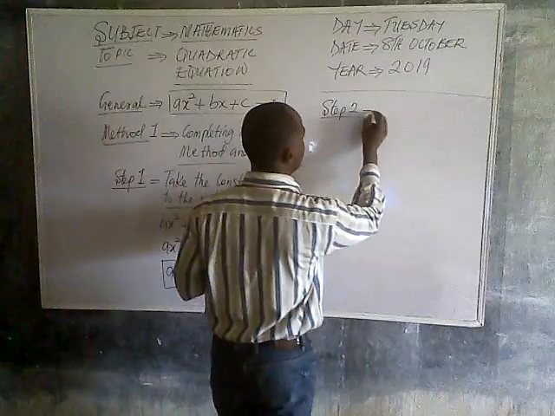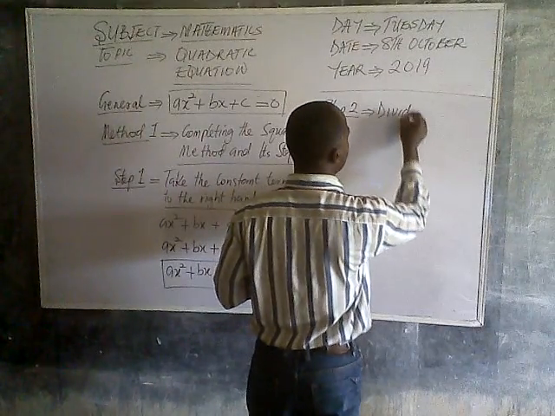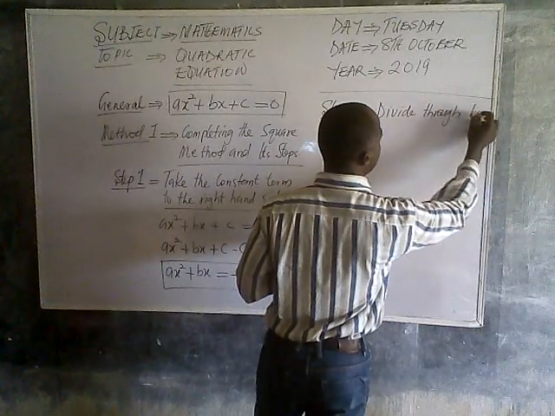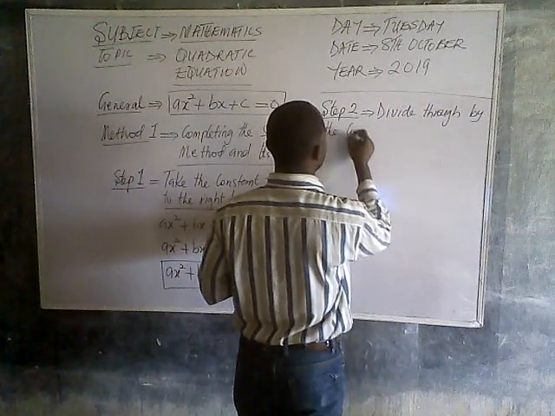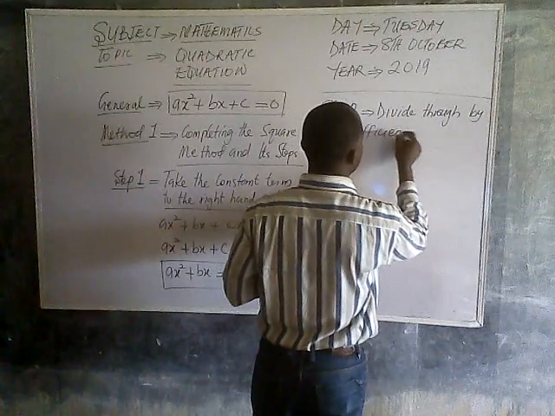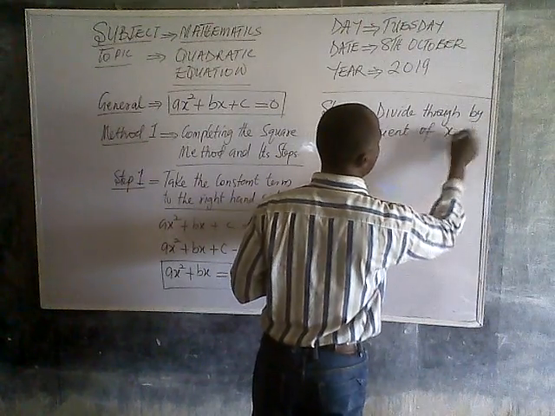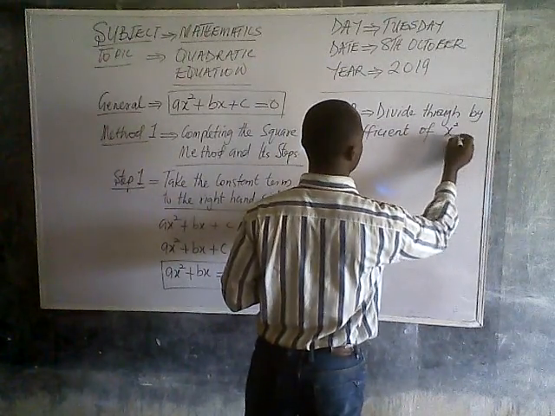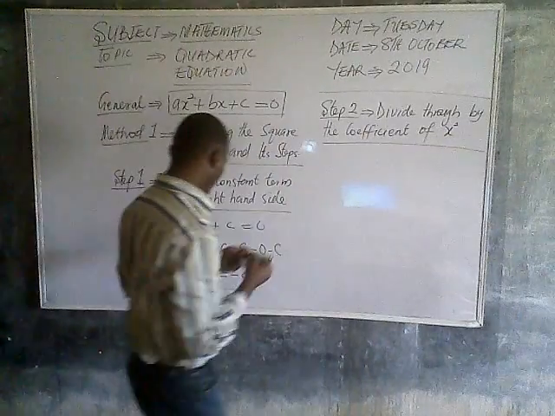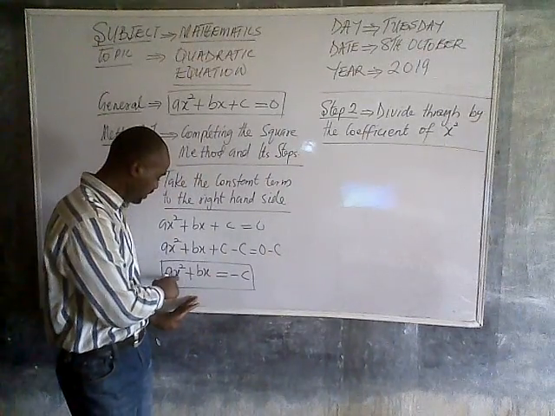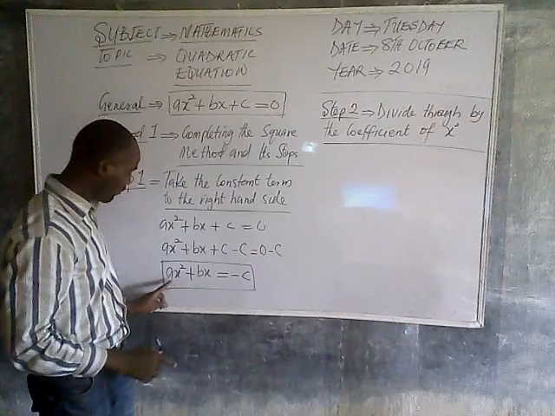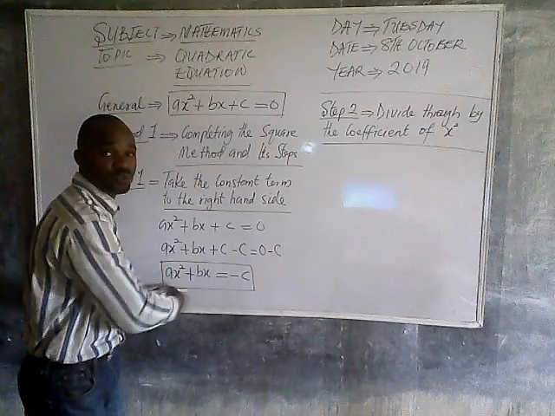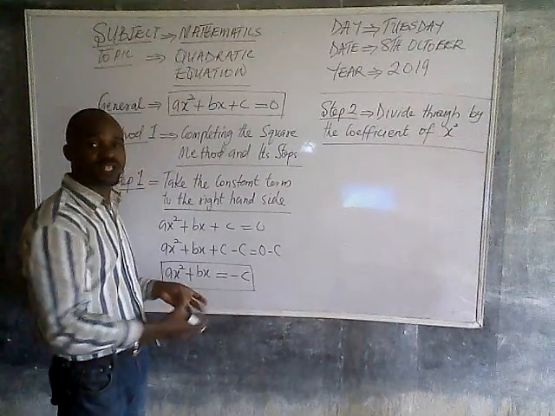step 2, divide through by the coefficient of x squared. Yes, by the coefficient of x squared. That's the instruction on step 2. If you look closely at this point, you will see that the coefficient of x squared is just a. The coefficient of x squared here is just a. And the instruction on step 2 says we should divide through. We should build on this by dividing through by the coefficient of x squared.